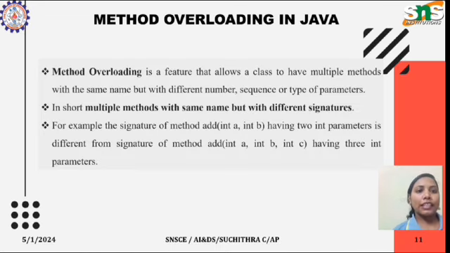Method overloading is a feature that allows a class to have multiple methods with the same name but different numbers, sequence or type of parameters. In short, multiple methods with the same name must have different signatures. For example, the signature of method add(int a, int b) having two int parameters is different from the signature of method add(int a, int b, int c) having three int parameters.